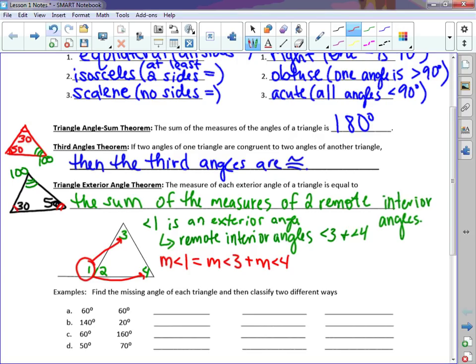I want you to turn and talk with your shoulder partner about why this is true. How can I state that measure of angle 1 is just the angle 3 and 4 added together? How do I know that's true? Think of what we know about our triangle angle sum theorem as well as what we know about linear pairs. Right? So then take about a minute, talk with your shoulder partner about how we can know this theorem is true. If we were asked to prove it, what would you do perhaps to prove it?